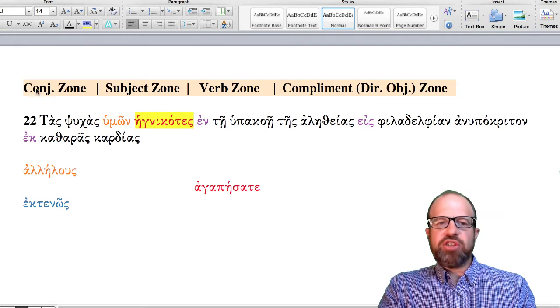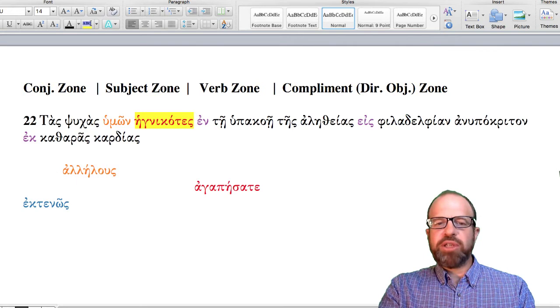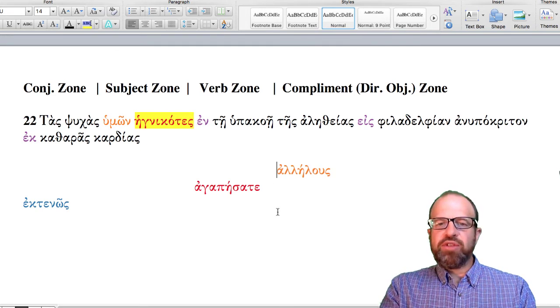Now, any conjunctions that are initial and coordinating I put to the far left, then subjects if they're present, then verbs, and then complements, or what we could call direct objects. So allelus is a direct object, and so I'm just going to line it right there in this zone. Just imagine it's an imaginary zone. That is the main sentence.